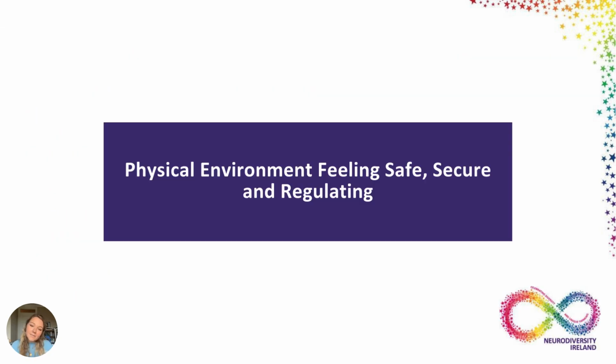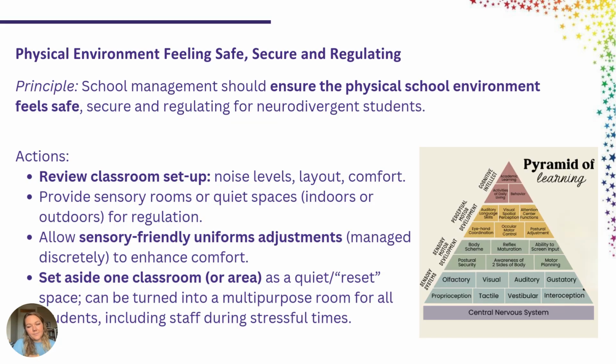So now we're going to the physical environment, creating safety, security, and regulation. So the next principle is, school management should ensure the physical school environment feels safe, secure, and regulating for neurodivergent students, but should be for all students. So how can we do this? This can be a little bit overwhelming, because if you think about adapting the school environment, oftentimes that can lead you to sensory companies, which are very expensive. But adapting your school environment doesn't have to be expensive.